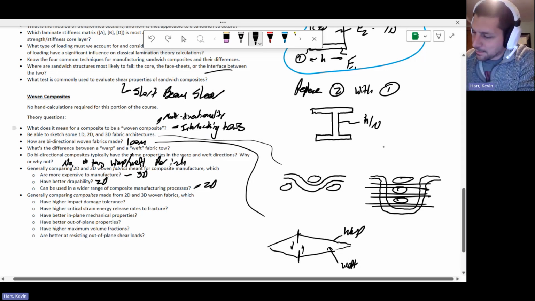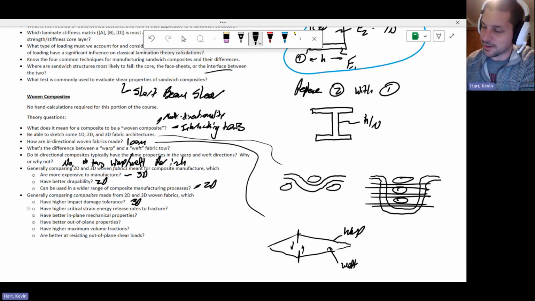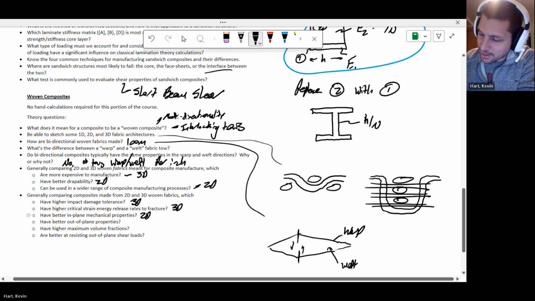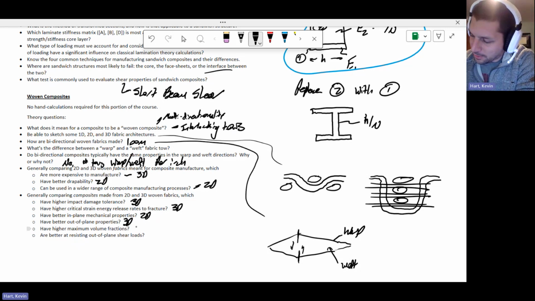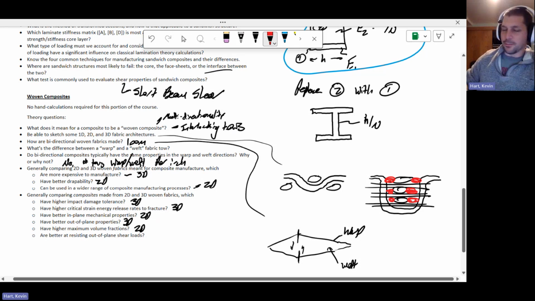All right. Finally, comparing composites made from 2D and 3D woven fabrics, which have higher impact damage tolerance? 3D. That's their whole purpose. The whole purpose of 3D woven composites is to be very good in impact damage. Have higher critical strain energy release rates? 3D. Again, it's their whole purpose. Better in-plane properties, 2D. Better out-of-plane properties, 3D. That's because there is a tow of fibers in the third direction. Have higher maximum volume fractions? 2D. And that's because 3D composites have all of these interstitial regions that are going to get filled with epoxy that won't have fibers in them. So you're just going to have lower volume fractions for those 3D woven composites.